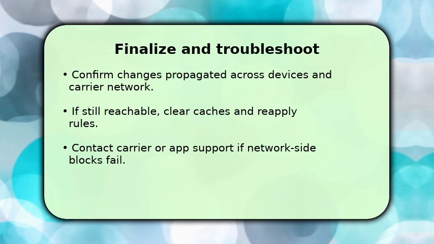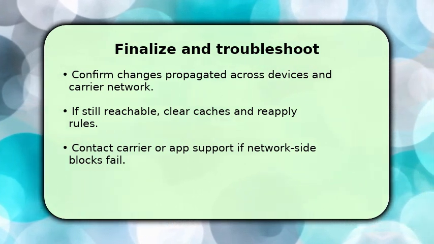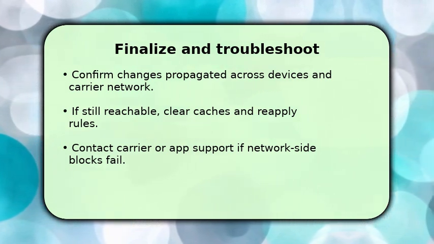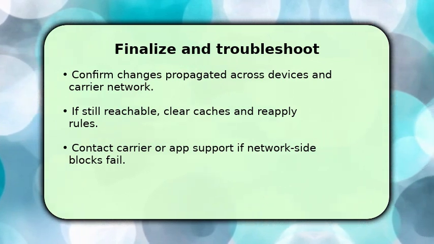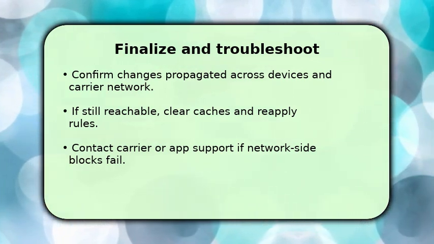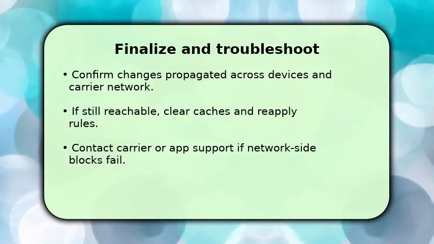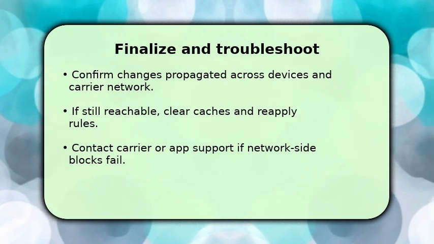If the number remains reachable, clear the app or phone cache, restart the device, and then reapply the rule. Sometimes local caches override changes. If problems persist, contact your carrier or VoIP support to enforce network-side blocking or to check call routing policies. A single troubleshooting tip: always test from an unrelated phone number to avoid cached results.